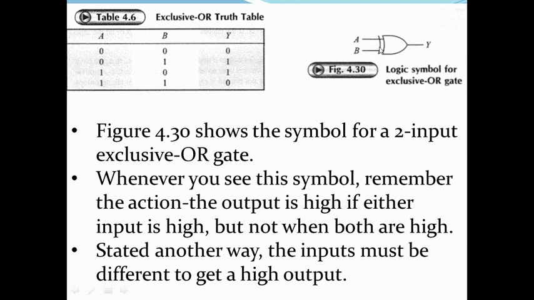This is the symbol of exclusive OR gate. That means normal OR gate plus there is another line. This indicates that A is equal to 1, B is equal to 1, that condition is excluded here. Figure 4.30 shows the symbol for a two-input exclusive OR gate. Whenever you see this symbol, remember the action. The output is high if either input is high, but not when both inputs are going to be high. Stated another way, inputs must be different to get the high output.